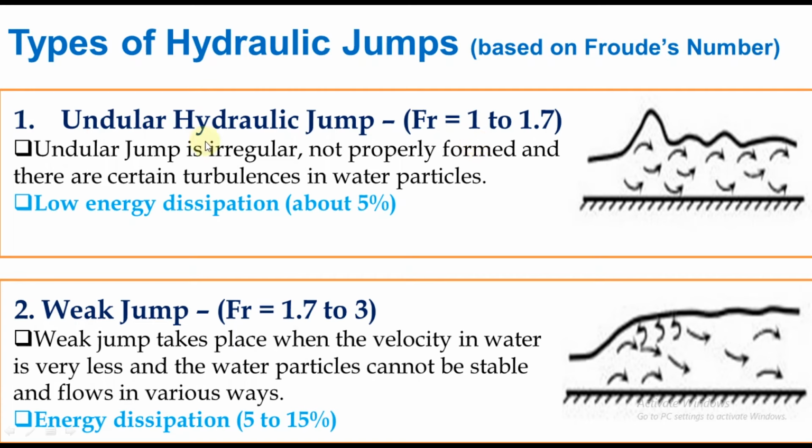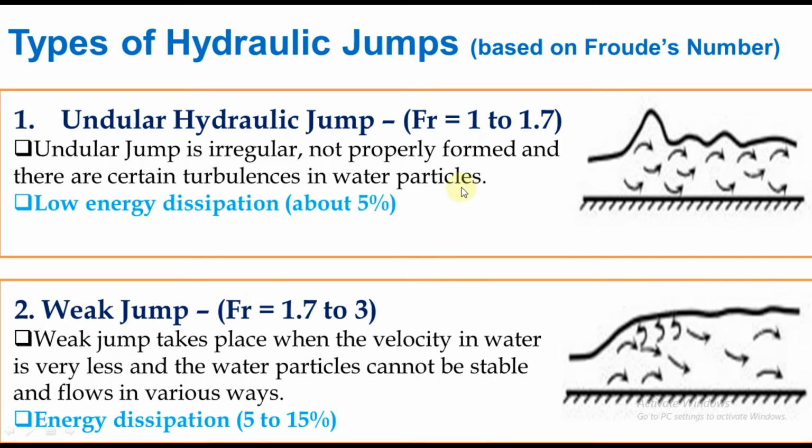So the first type is the undular hydraulic jump, and for the undular hydraulic jump, the Froude number ranges between 1 to 1.7. So this is a very small jump where the jump is irregular and not properly formed, and there are only some turbulences in this particular jump. So there is no reverse flow, and no sudden large increase in the depth of flow. As this is a very small jump, one could say that it is negligible as well. The energy dissipation taking place in this kind of jump is only 5%, which is very small. The next jump is the weak jump.